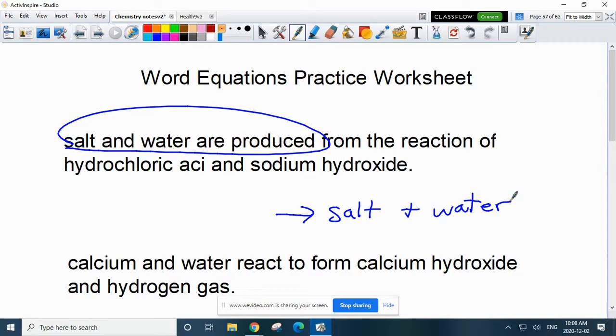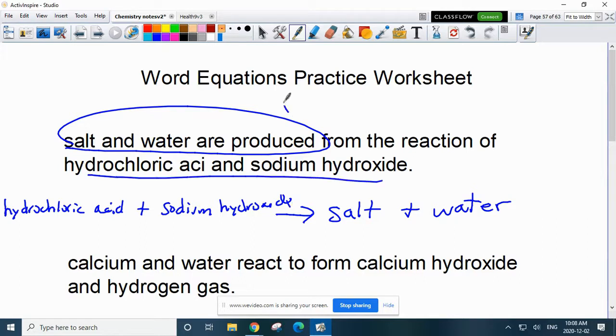The reaction of hydrochloric acid, so hydrochloric acid plus sodium hydroxide. Okay, pretty simple. Once again, no ands. Figure out what's reactant side. Oh no, that's not reactant side. That's product. That's reactant. Write your word equation, the arrow, and use pluses to separate them.